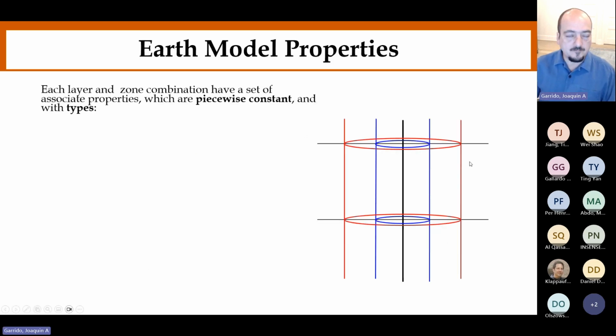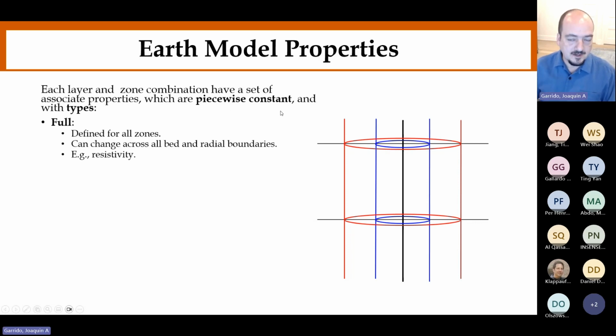Now, the Earth model properties are going to be defined at any of these blocks. So any section that is between two bed boundaries and two radial boundaries, we're going to have a property. That property is going to be piecewise constant, meaning it's just one value. There are 4 types of properties that we can have. They can be full, which means they are defined for all zones, and they can change across all bed boundaries and radial boundaries. For example, resistivity.